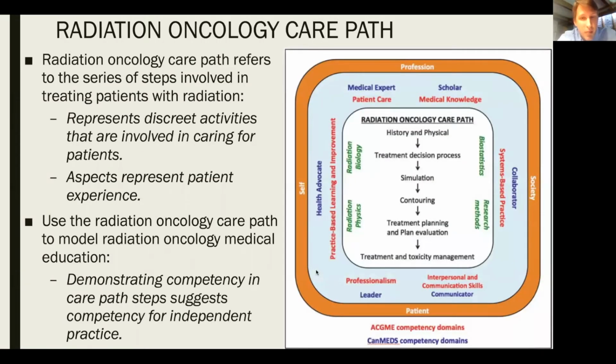The radiation oncology care path is another concept that we're all familiar with. It represents the discrete steps involved in treating patients with radiation. For instance, everything from the initial consultation, taking a history and physical, to performing a simulation, contouring, treatment planning, and then treatment, follow-up, and toxicity and its management. And to an extent, this also represents the patient experience as they move through radiation treatment. And the radiation oncology care path is useful to model radiation oncology medical education because if you can demonstrate competency in all these steps, the assumption is that you are competent for independent practice.